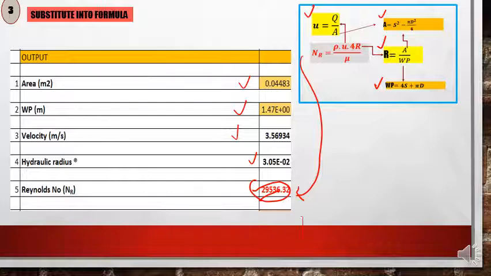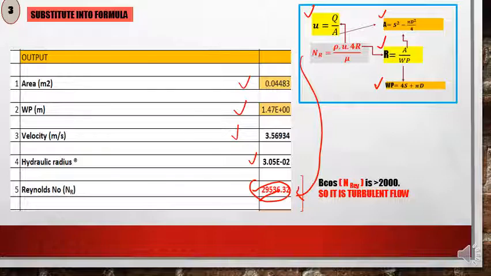From that, we can conclude that because it is greater than 2000, it is turbulent flow. That's it, we're done with this question.